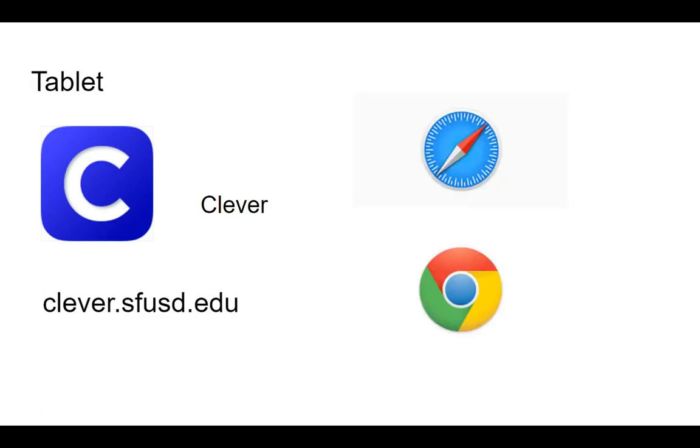Please note, if you are using an Android tablet and not an iPad, you will not be able to download Clever. Skip this part. Instead, you will be going to your browser, which might be Safari, it might be Chrome, and you will be going to this address, clever.sfusd.edu. The rest of the directions you should still go ahead and follow.